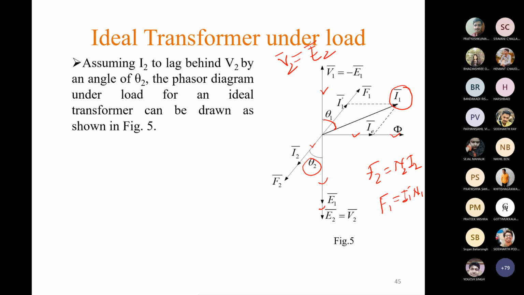Then you have to draw the other phasors for loaded condition. So first of all, you have to draw I2, that is the load current. First of all, you have to write E2 equals V2. Then you have to draw I2 lagging V2 by an angle of theta 2. Then you have to draw F2. Then opposite to I2, you have to draw I1 dash, which is not equal to I2. Then you have F2 equal to F1. Now find the resultant of I1 dash and IE. You will get I1, and the angle between I1 and V1 is theta 1.